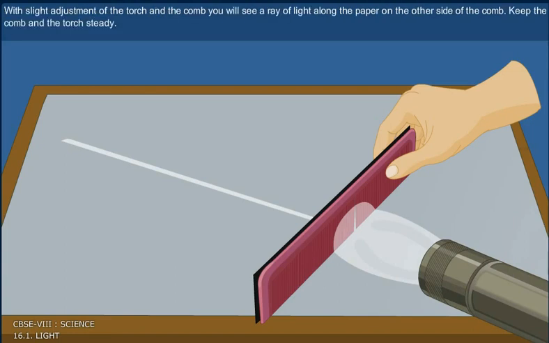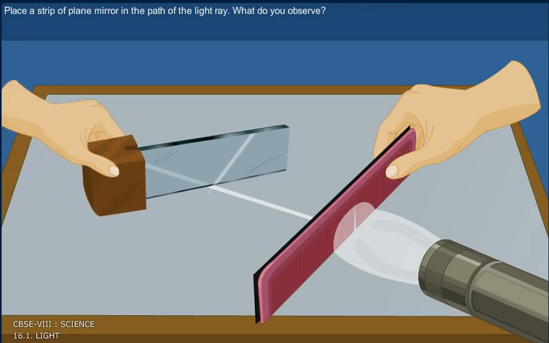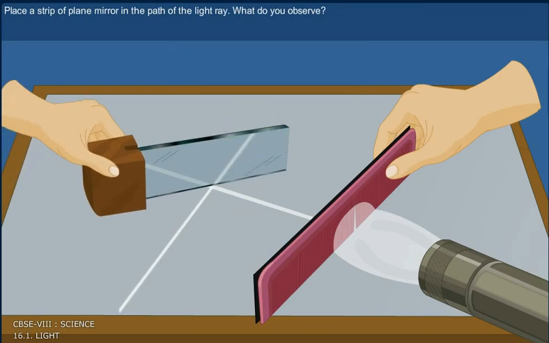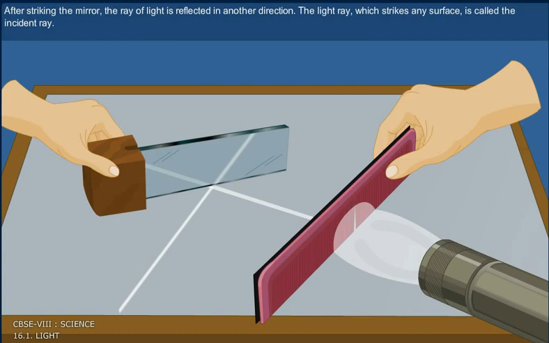With slight adjustment of the torch and the comb, you will see a ray of light along the paper on the other side of the comb. Keep the comb and the torch steady. Place a strip of plain mirror in the path of the light ray. What do you observe? After striking the mirror, the ray of light is reflected in another direction.